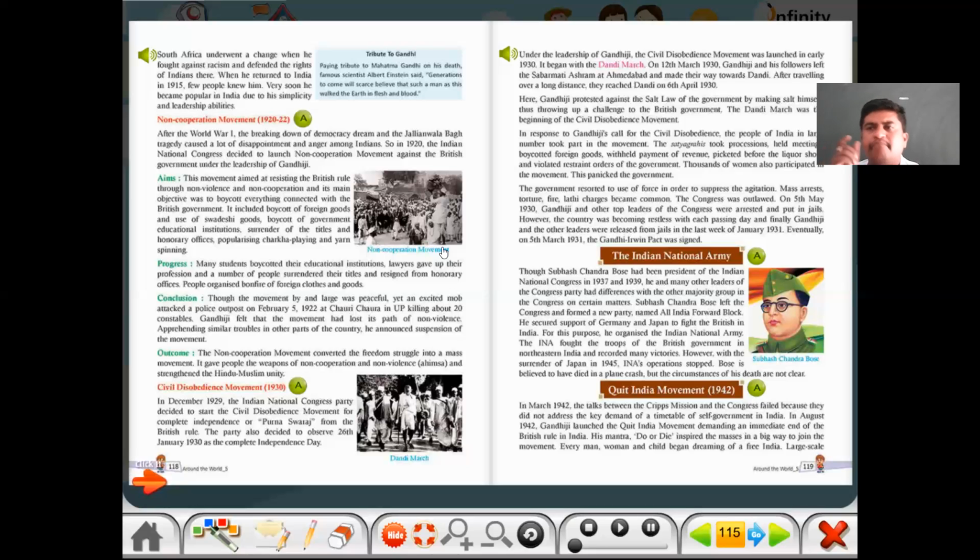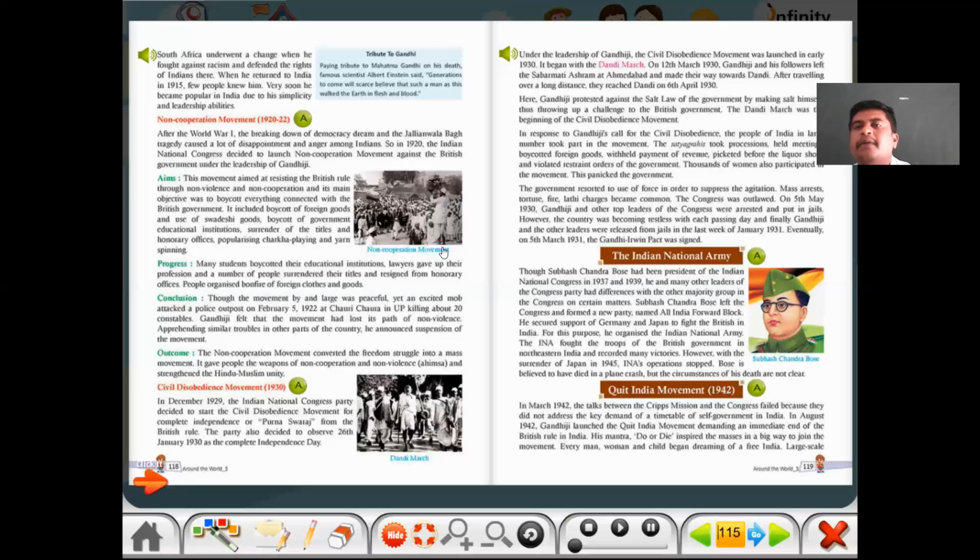What is meant by the Dandi March? It was a march towards Dandi under the leadership of Mahatma Gandhiji. On 12th March 1930, Gandhiji and his followers left the Sabarmati Ashram at Ahmedabad and made their way towards Dandi. Why did they go there? It is a question. After traveling a long distance, they reached Dandi on 6th April 1930.